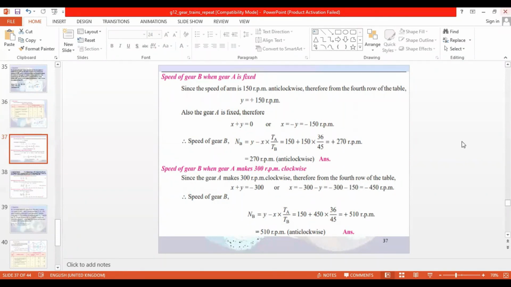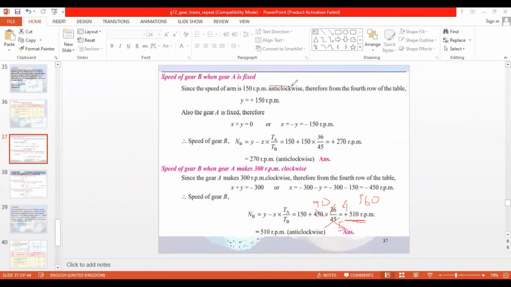36 teeth for A and 45 teeth for B. When you solve this, I can solve it like a normal equation. So when you solve it by 9, I will have 4 here. Then I will have 5 here. 5 and 450, that will be like 90. 90 into 4, 360. So 360 plus 150, that is 510 RPM, right? So now you got the answer in plus, that is 510 RPM.